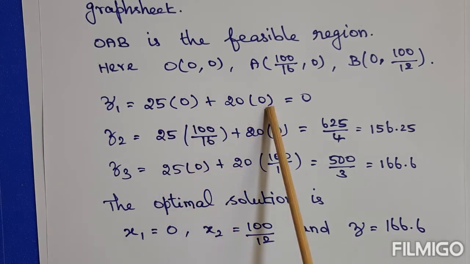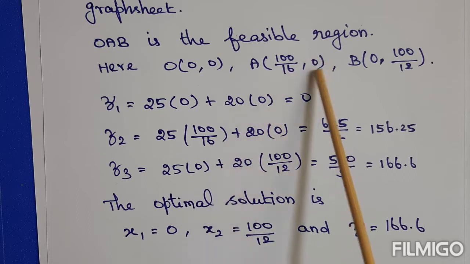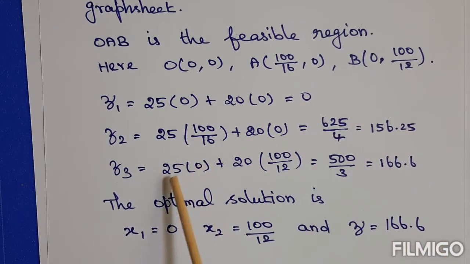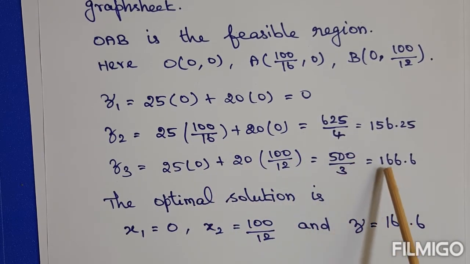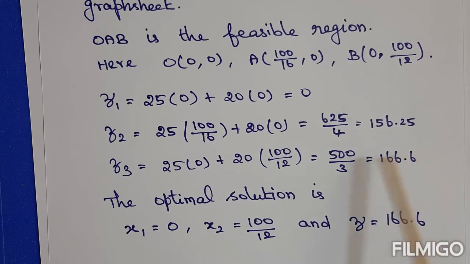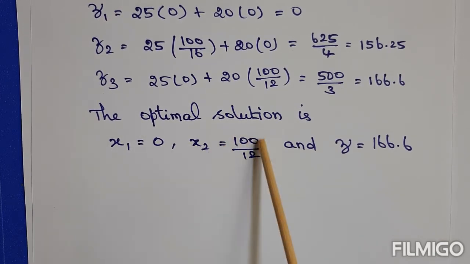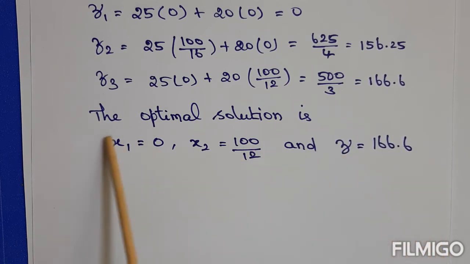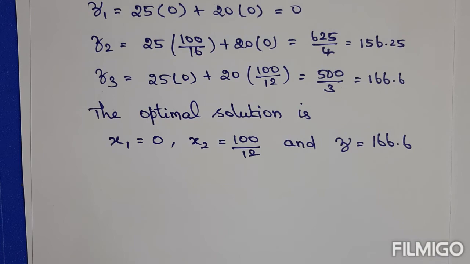25 times of 0 plus 20 times of 0 is 0. For the second point, 25 times of 100 by 16 plus 20 times of 0 is 625 by 4, that is 156.25. And Z3, for the third point, 25 times of 0 plus 20 times of 100 by 12 is 500 by 3, that is 166.6. Hence, the optimal solution is x1 is 0, x2 is 100 upon 12 and z is 166.6. This is the optimal solution for the given problem using graphical method.